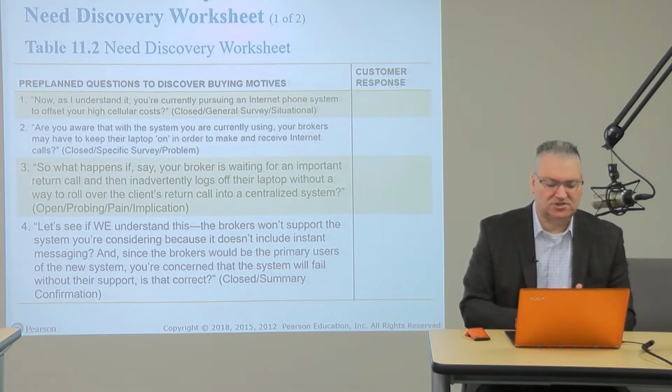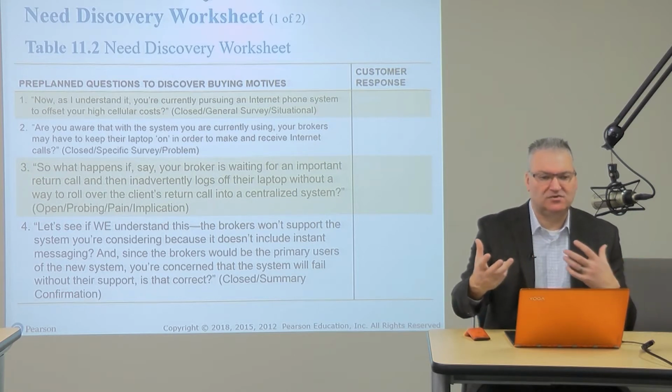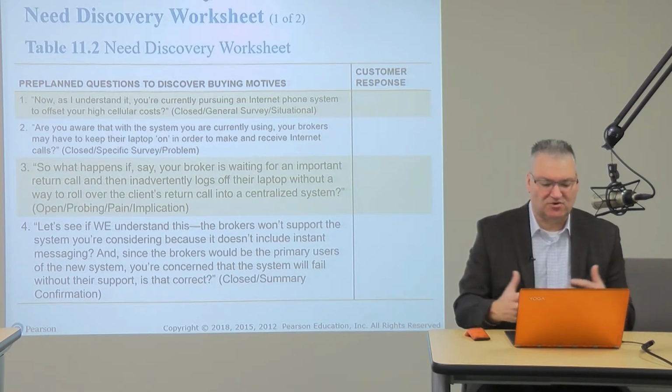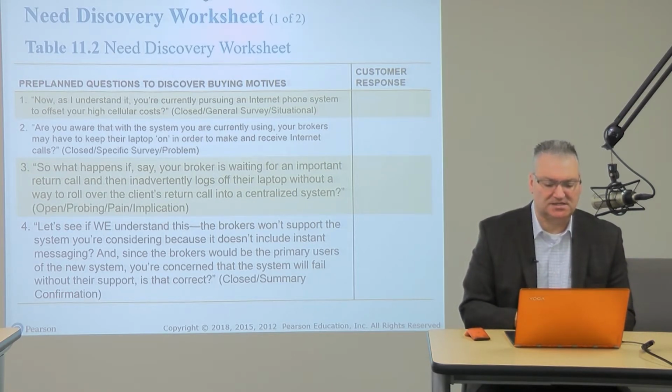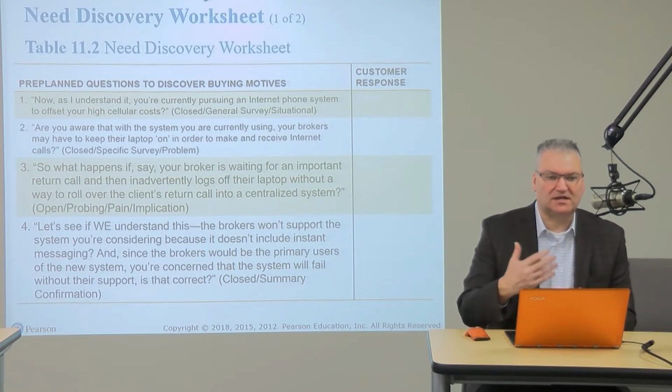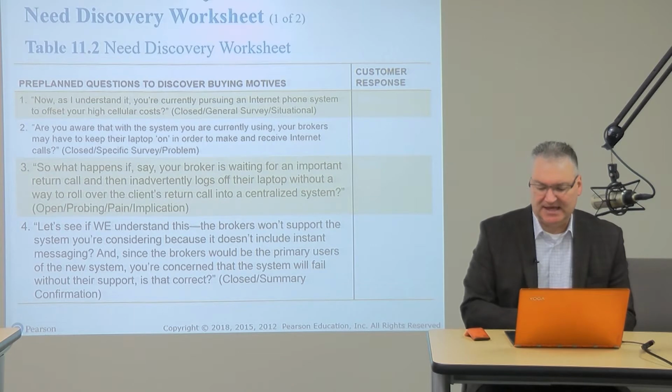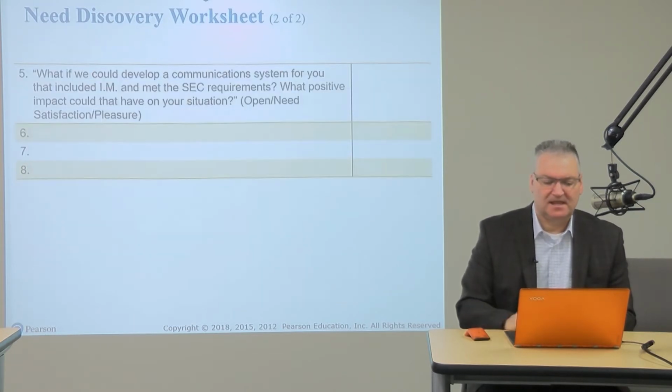So let's see if we understand this. Now you're moving to we, you and me, both understand this. The brokers won't support the system you're considering because it doesn't include instant messaging. And since the brokers would be the primary users of the new system, you're concerned that the system will fail without their support. Is that correct? And so again, you're working towards a solution that you're both agreeing to, and they're starting to see, oh yeah, I can see where this could actually work for us.